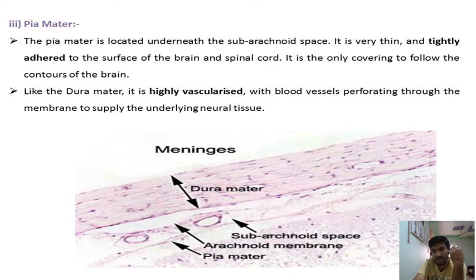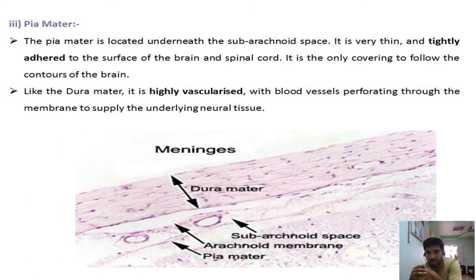The pia mater lies below the arachnoid space. It is very thin and tightly adherent to the brain and spinal cord, and it is the only covering that follows the contour of the brain. The pia mater is highly vascularized, with blood vessels perforating through the membrane to supply the underlying neural tissue.